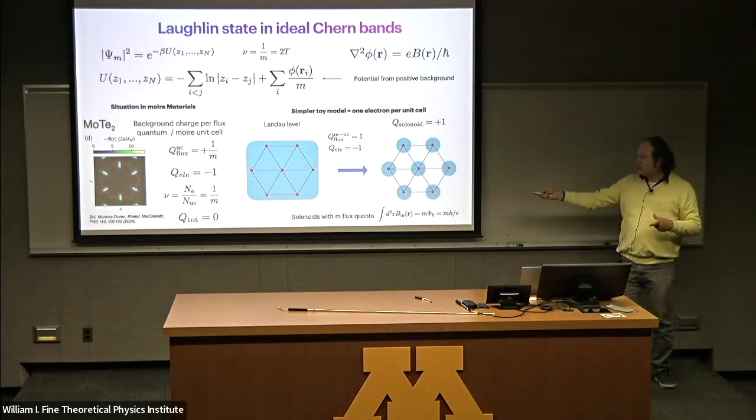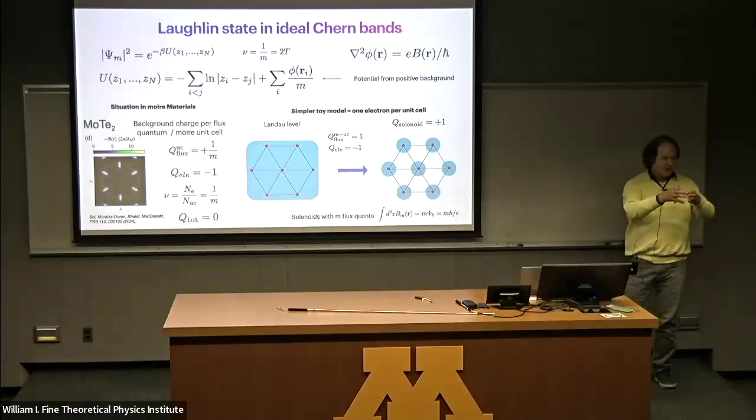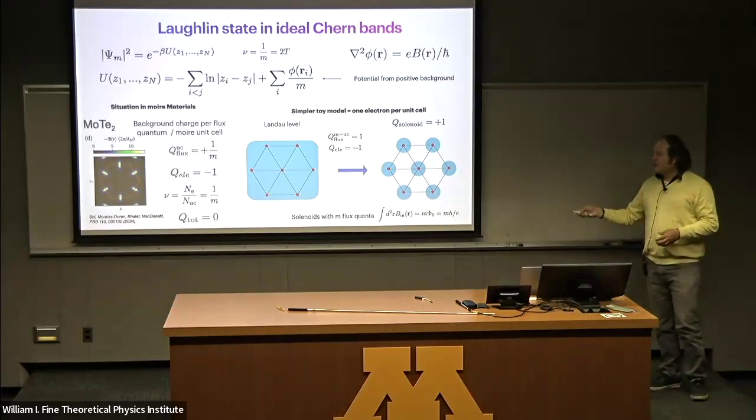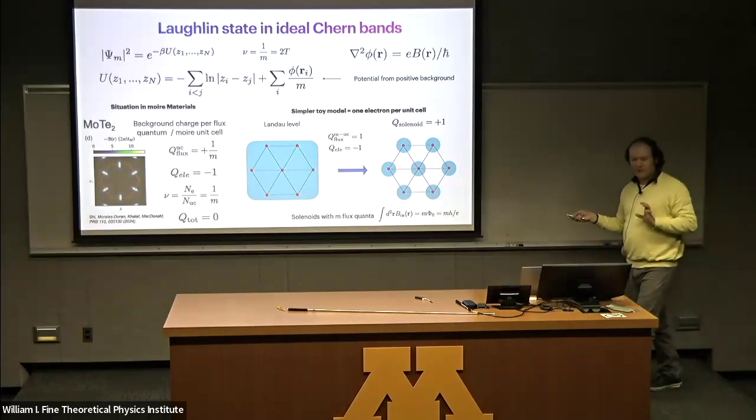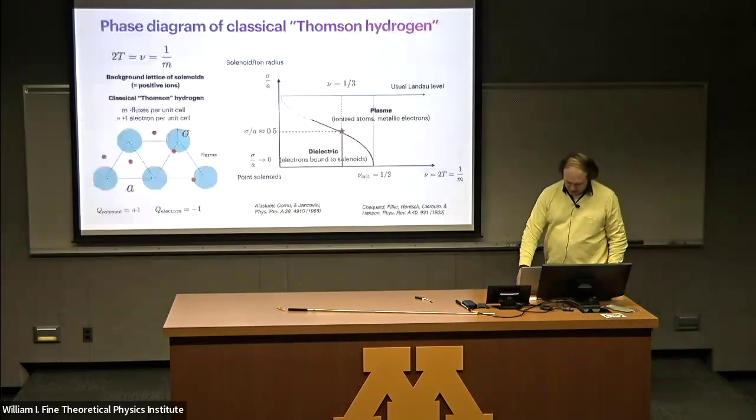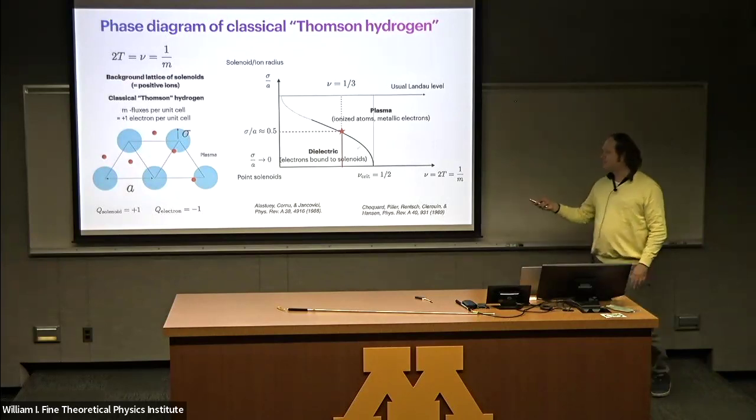So let me just kind of compress that background charge into a disk. That means I'm just making the magnetic field come in like solenoids, okay? And I'm going to consider this problem. What happens to the Coulomb gas when now the neutralizing background is not uniform, but this kind of collection of solenoids? This problem was studied by StatMech people a while ago, and they found this phase diagram.